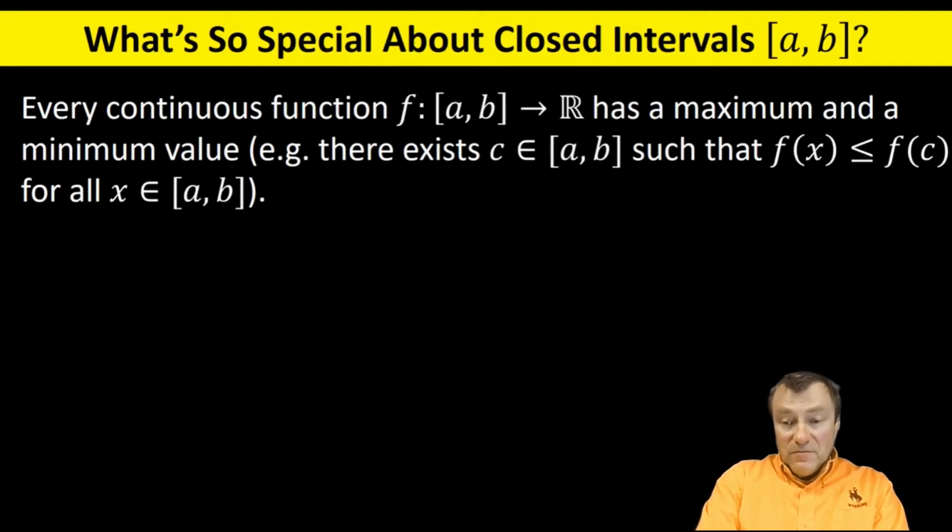The case where the domain is a closed interval [a,b] is special, since here we can guarantee that every continuous function has a maximum and a minimum value. We will prove this result here using a very special property of the closed interval [a,b], known as compactness.